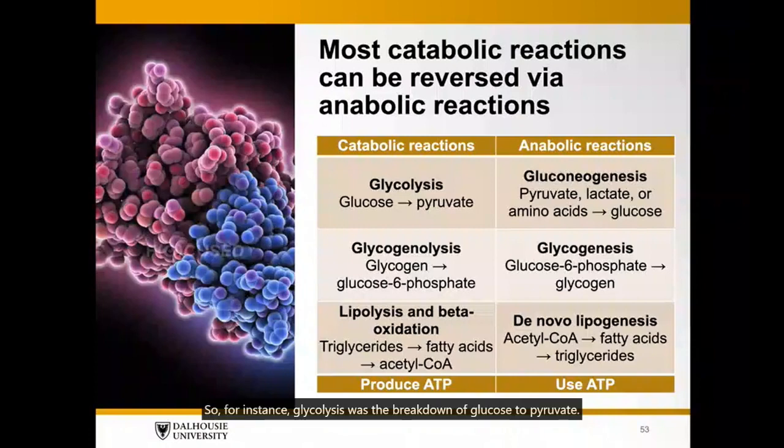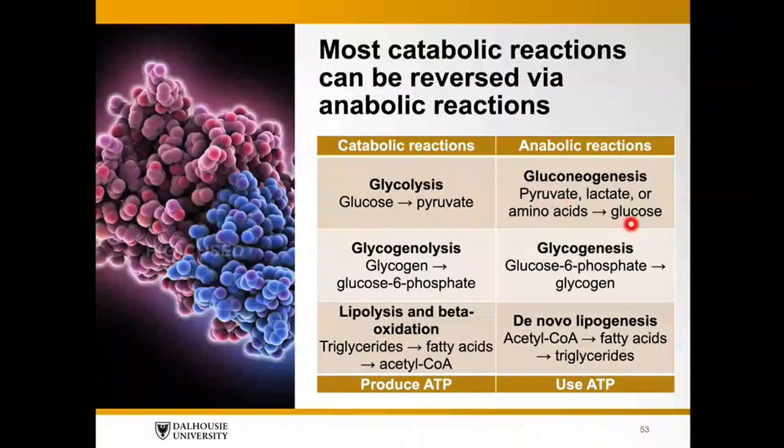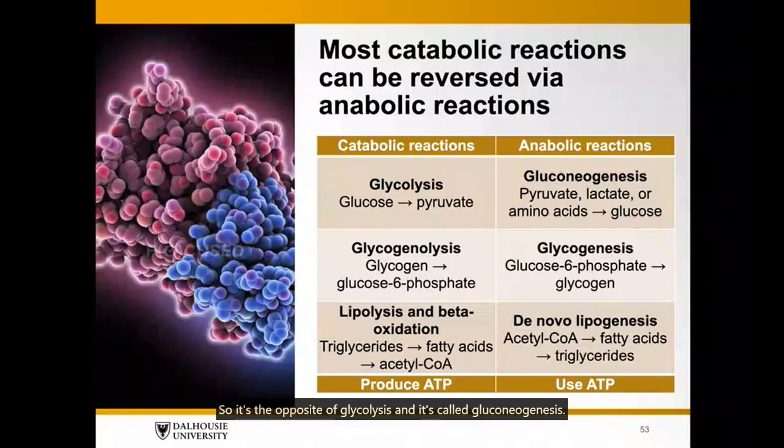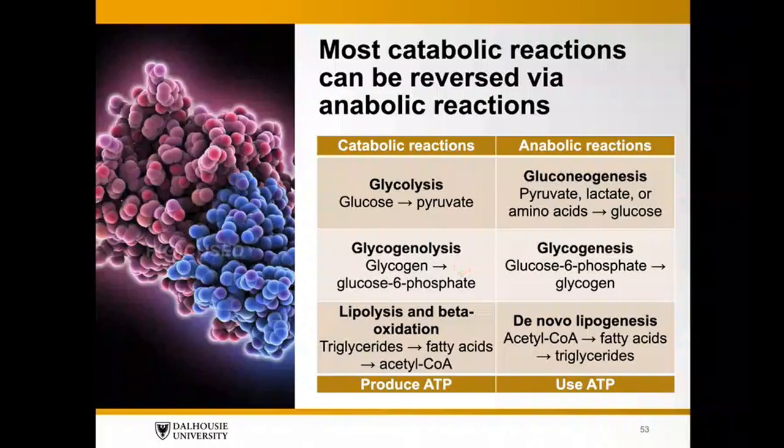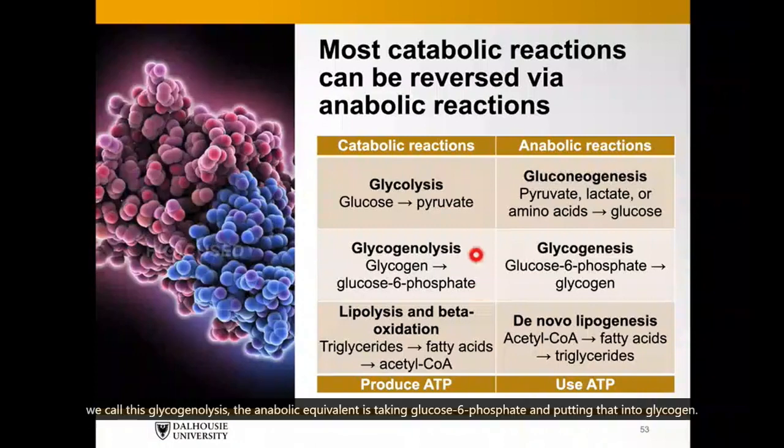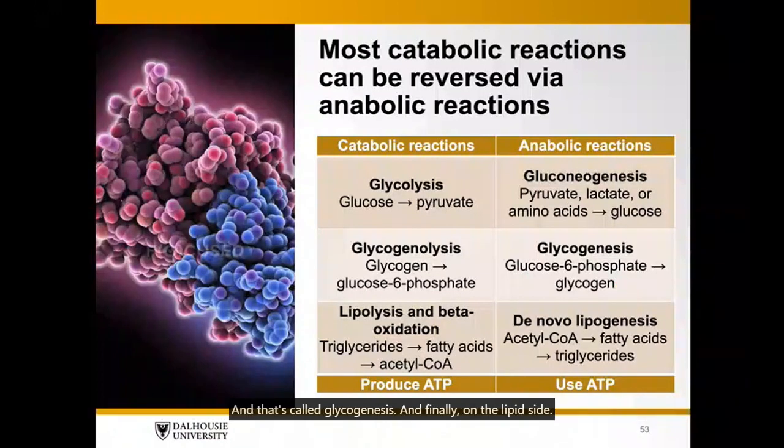So for instance, glycolysis was the breakdown of glucose to pyruvate. Well, we have this reaction that can take pyruvate or lactate or amino acid and convert it back to glucose. So it's the opposite of glycolysis, and it's called gluconeogenesis. Same thing with glycogen. So the breakdown of glycogen to glucose 6-phosphate, we call this glycogenolysis. The anabolic equivalent is taking glucose 6-phosphate and putting that into glycogen, and that's called glycogenesis.